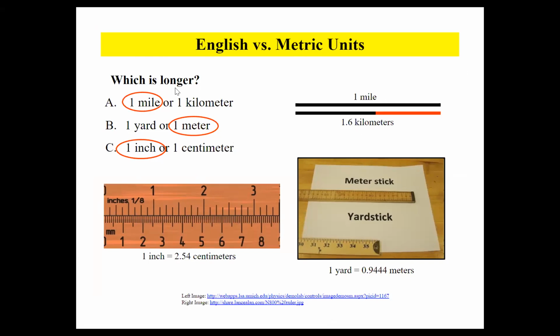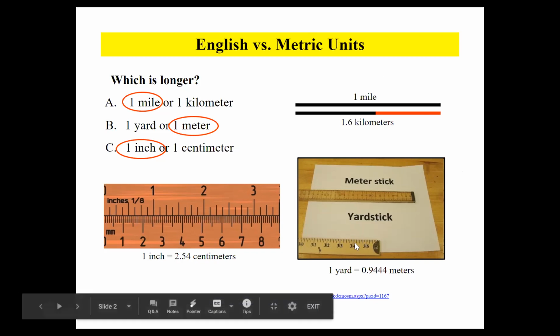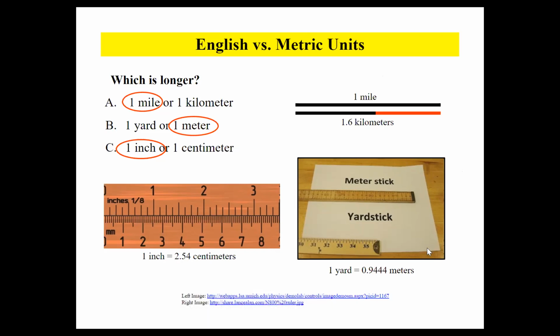So if we compare them to the units that we already know, 1 mile is about 1.6 kilometers. So 1 mile is longer than 1 kilometer. A meter is just a little bit longer than a yard. So here we have a yardstick down below and a meter stick. Their ends that are cut off on the left-hand side are matched up with each other. And so you can see a meter stick is just a little bit longer than a yardstick. So a meter and a yard are pretty close to each other.